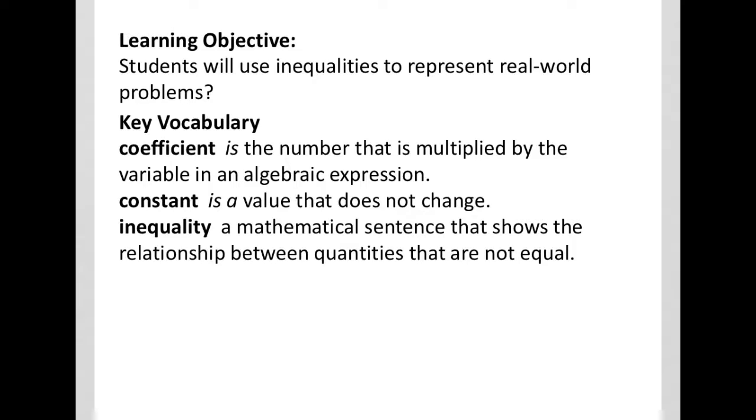Key vocabulary: coefficient, which is the number that is multiplied by a variable in an algebraic expression. A constant is a value that does not change, which means that a constant will be just a number. A coefficient, again, 2n. Constant will be just 2 or any real number.